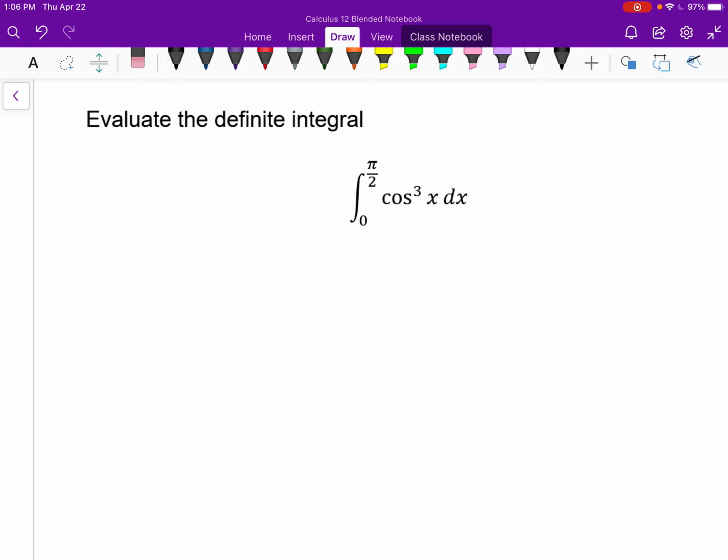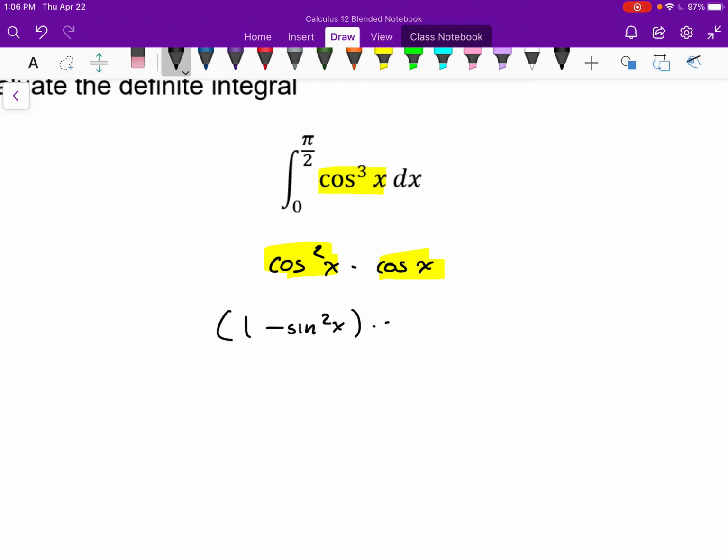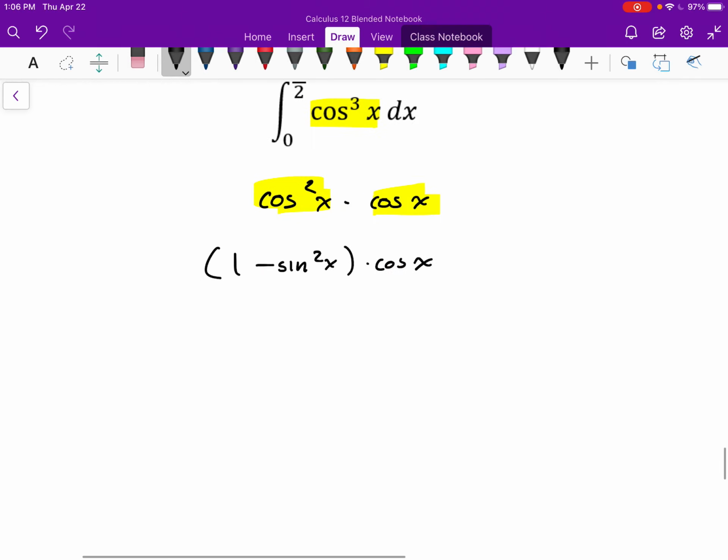And so one thing I would do is if I rewrote cos cubed x as cos squared x times the cos of x, then I have some options, because the cos squared x, using the Pythagorean identity, is 1 minus sine squared x. Why is that helpful? Because now at least I have sine and cosine. With that said, now let's try doing some substitution.